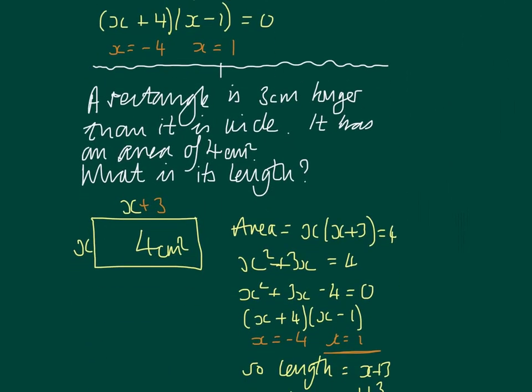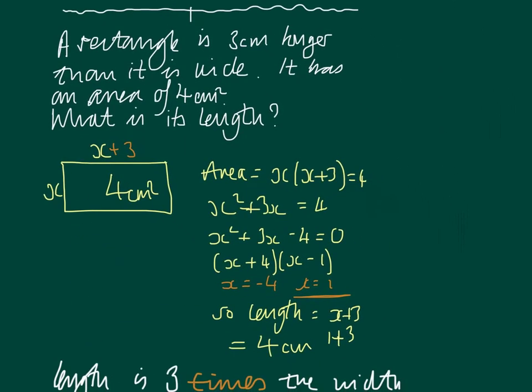Another thing, they like wrapping it up in words or a problem. So, a rectangle is 3 centimetres longer than its width. Sorry about the bad writing. It has an area of 4 centimetres squared. What's its length? Rectangle. Draw it. Its length is 3 centimetres longer than its width, so that was x, that would be x plus 3. The area is going to be x times x plus 3, and you know it's got to be 4. Multiply it out: x squared plus 3x equals 4.